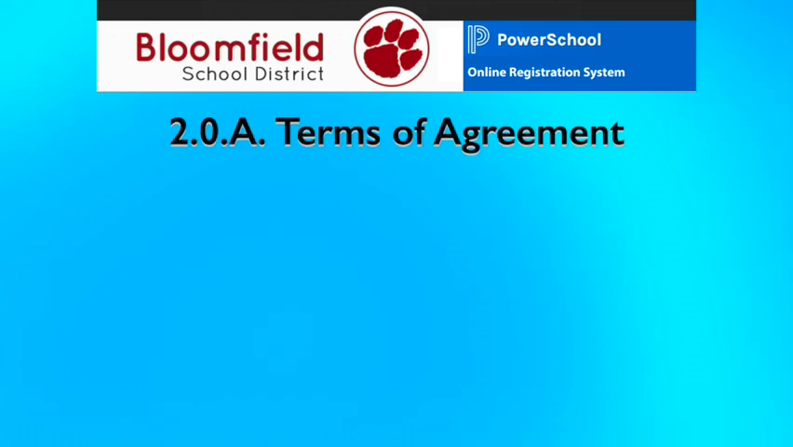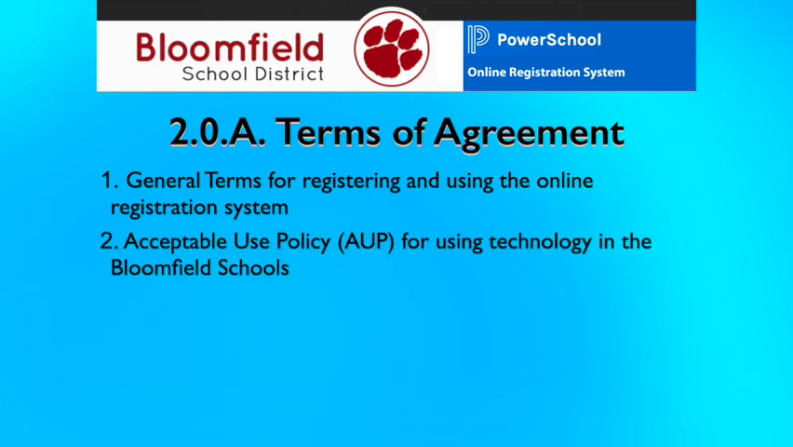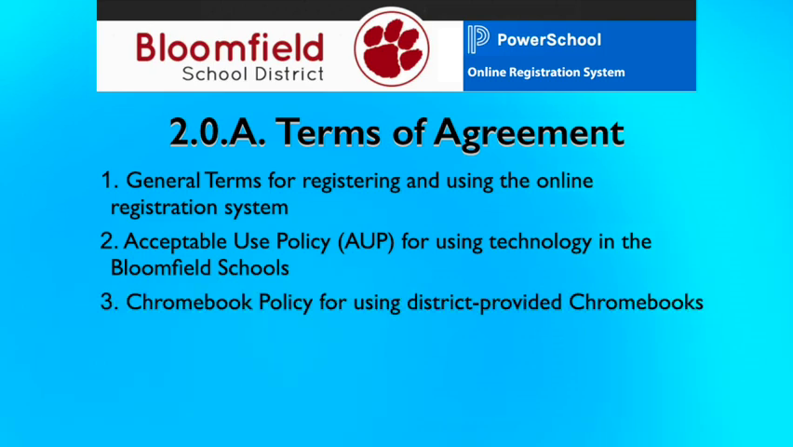Form 2.0A, Terms of Agreement. This form requires you to acknowledge particular terms for 4 areas. General terms for registering and using the online registration system. Acceptable use policy for using technology in the Bloomfield schools. Chromebook policy for using district-provided Chromebooks. And a publicity and media release.